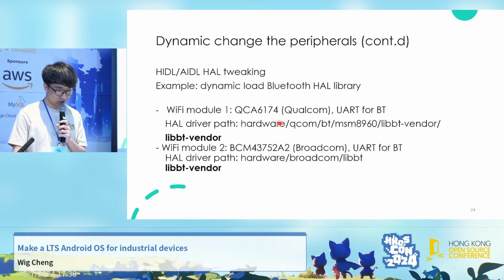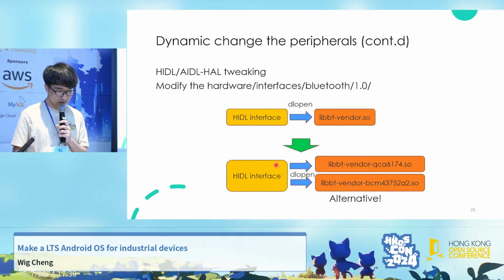The old Wi-Fi module is based on Qualcomm and it's already EOL, and we changed to a new one based on Broadcom. And the Bluetooth library name is the same. So we can tweak the HIDL interface. The original interface is used with dlopen as well. So it's similar to the previous one.